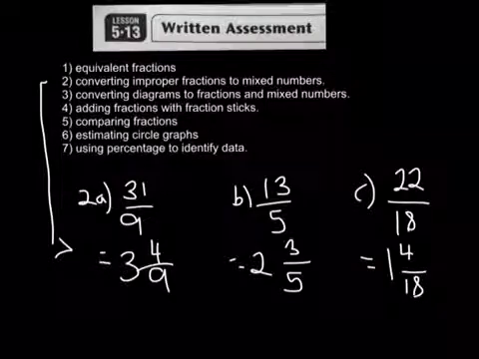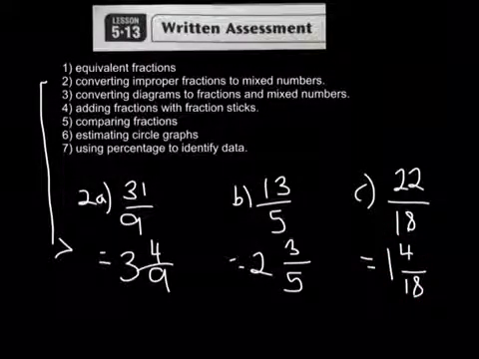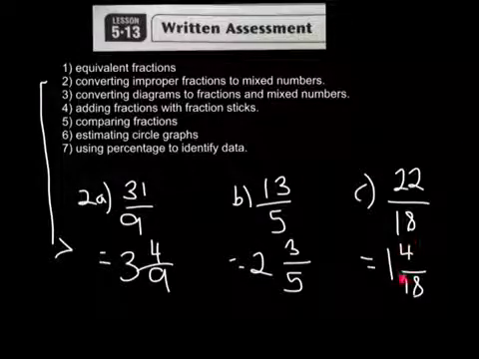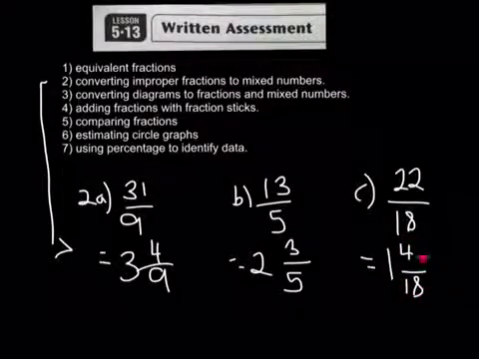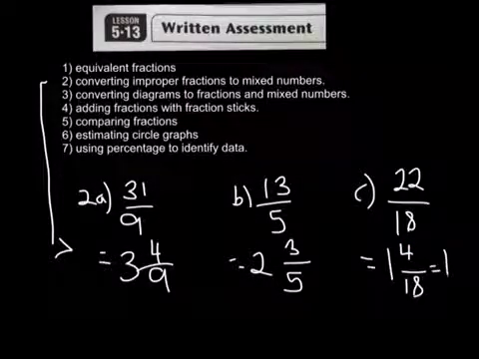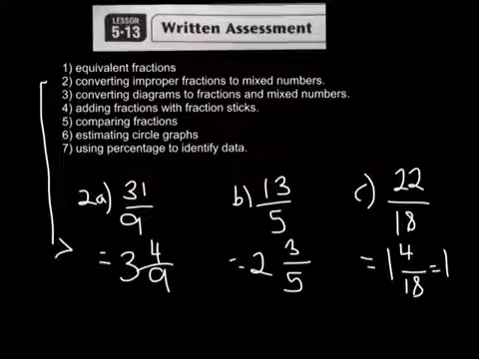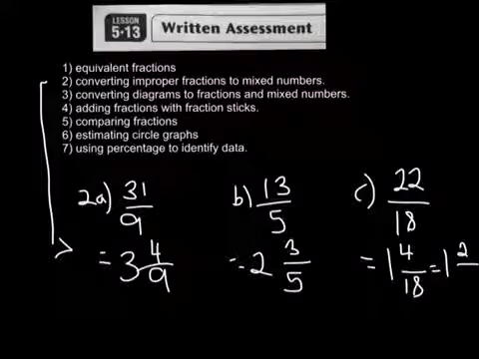Now, take a look at this. 1 and 4 18s. Am I done? Many of you are saying no, because I still have to reduce the fraction. So we reduce it so that I have 1, okay? And they can both be divisible by 2. So I divide the top by 2, so you get 2, and you divide the bottom by 2, so that you get 9. So it's 1 and 2 9s.